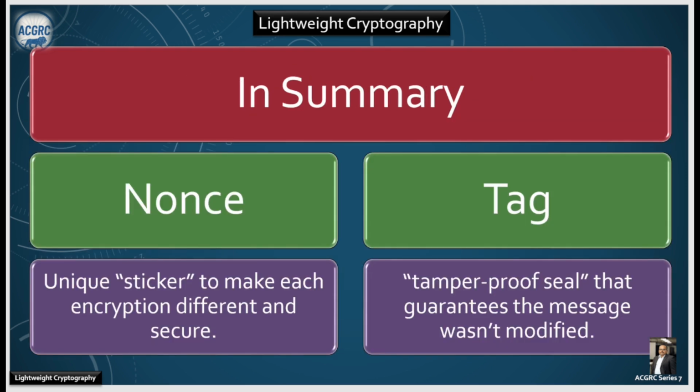In summary, a nonce is a unique sticker to make each encryption different and secure, whereas a tag is a tamper-proof seal that guarantees the message was not modified.